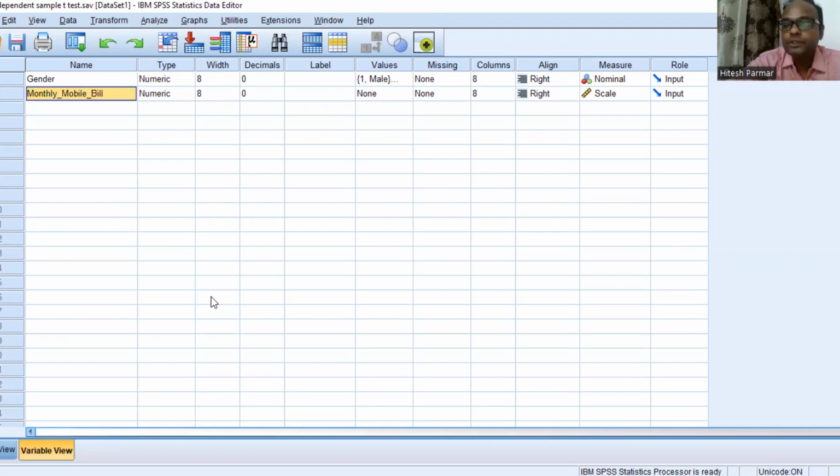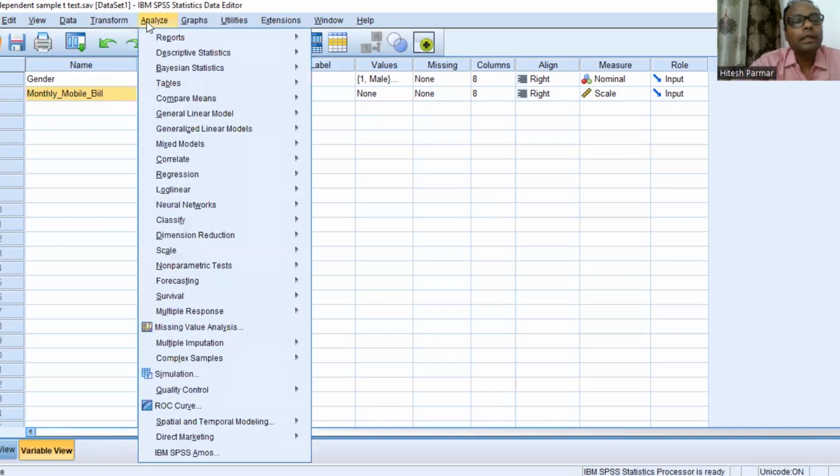There are also certain hypothesis tests. For example, the Kolmogorov-Smirnov test is present, and the Shapiro-Wilk test is present. Right. So there are multiple tests available, depending upon which software you are using. And then you can test empirically. So let us test whether this monthly mobile bill is normally distributed or not.